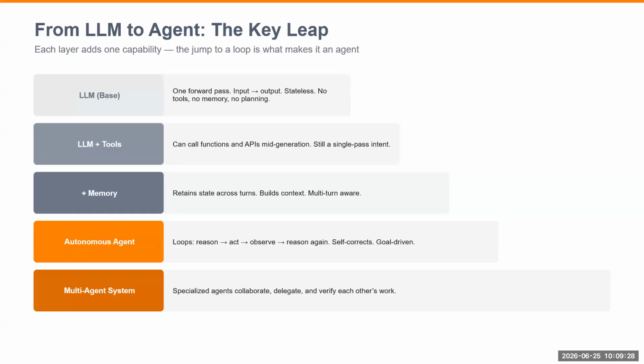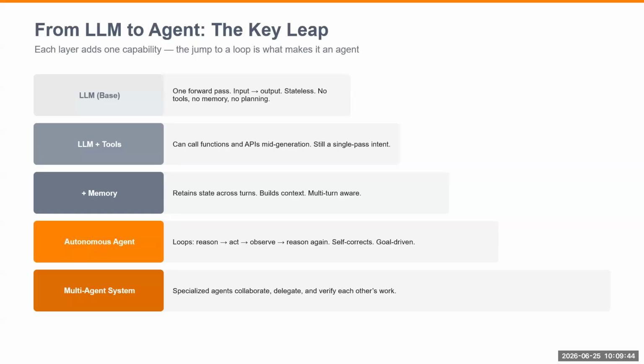When we start to provide memory to our agent, that's when we go to autonomous agency. And this is when our autonomous agent can go into the ReAct loop. The ReAct loop is reason, act, observe, reason again, self-correct, and it's goal-driven.